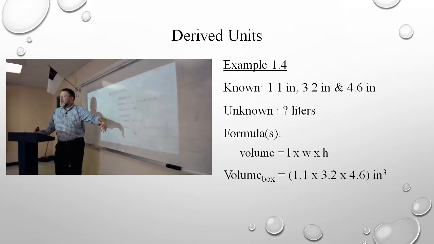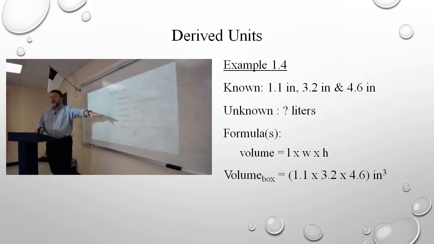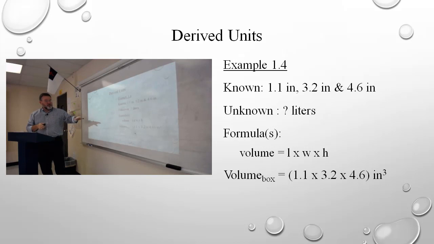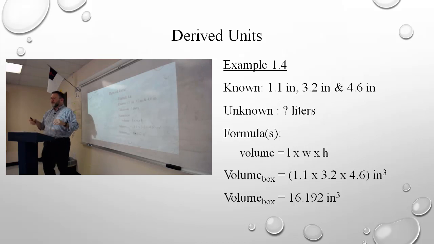I went ahead and wrote inches cubed because hopefully you see that an inch times an inch times an inch is inches cubed, just like x times x times x would be x cubed. Cubed tells me it's a volume. Inches is a distance. So it's going from being measured with a ruler to being measured in three-dimensional space. So the volume of the box is going to be those things multiplied out, 16.192 cubic inches. Okay? So now we know the box volume in cubic inches.